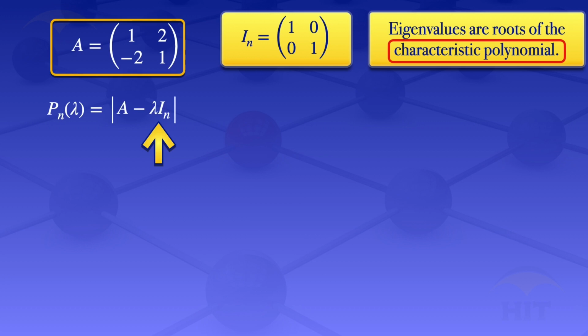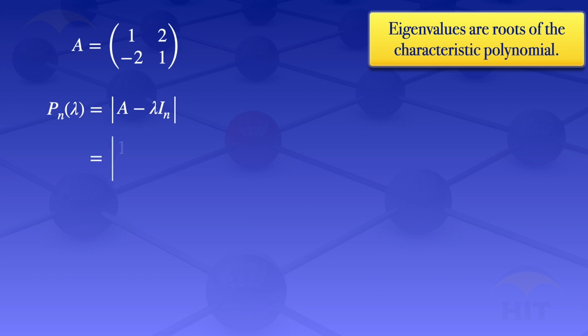That matrix there has ones on the diagonal, and in the formula for the characteristic polynomial, we are multiplying it by lambda. And this will result in having lambda on the diagonal there. And when you subtract that from the matrix A, it will result in subtracting lambda from elements which are on the diagonal of the matrix A. So our characteristic polynomial there will become the determinant of 1 minus lambda, 2, minus 2, 1 minus lambda.